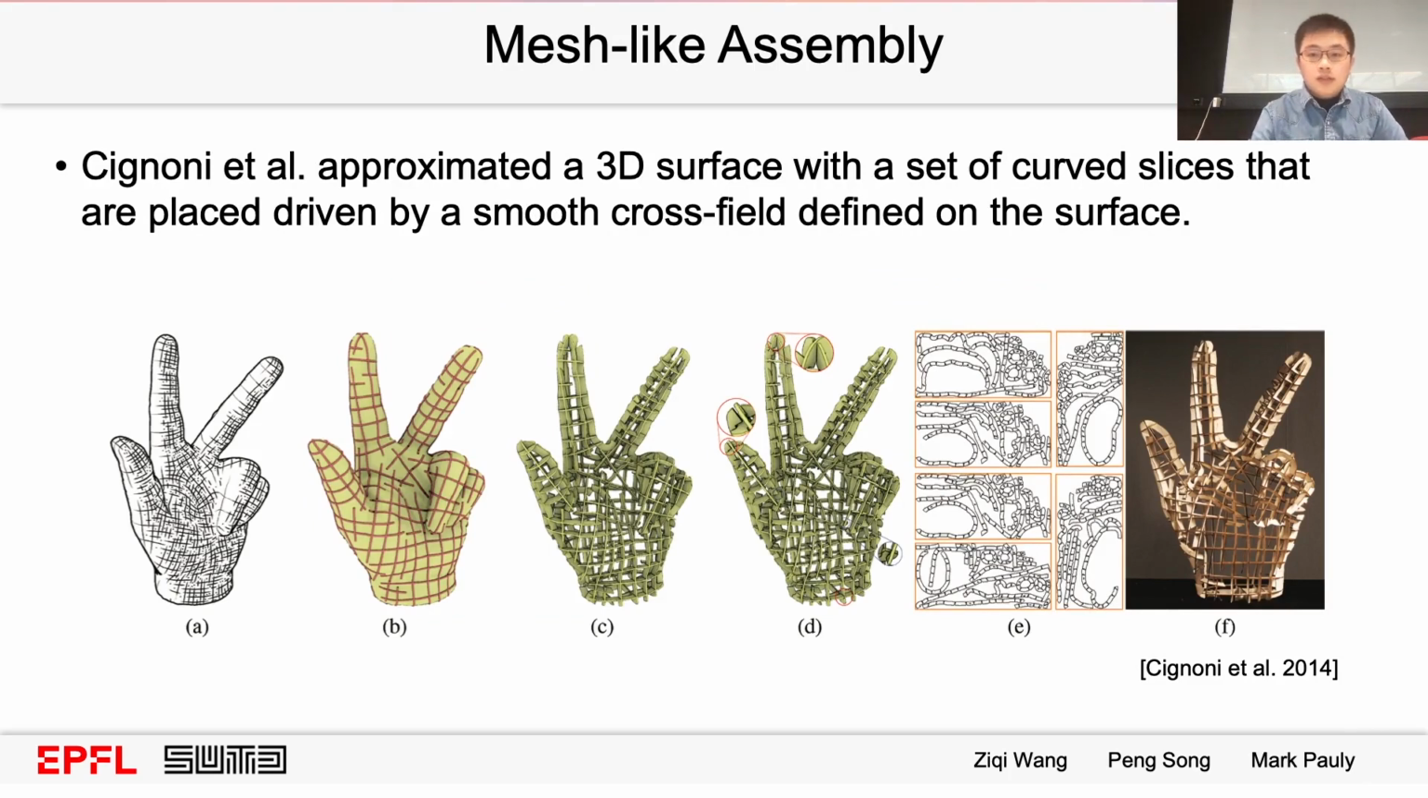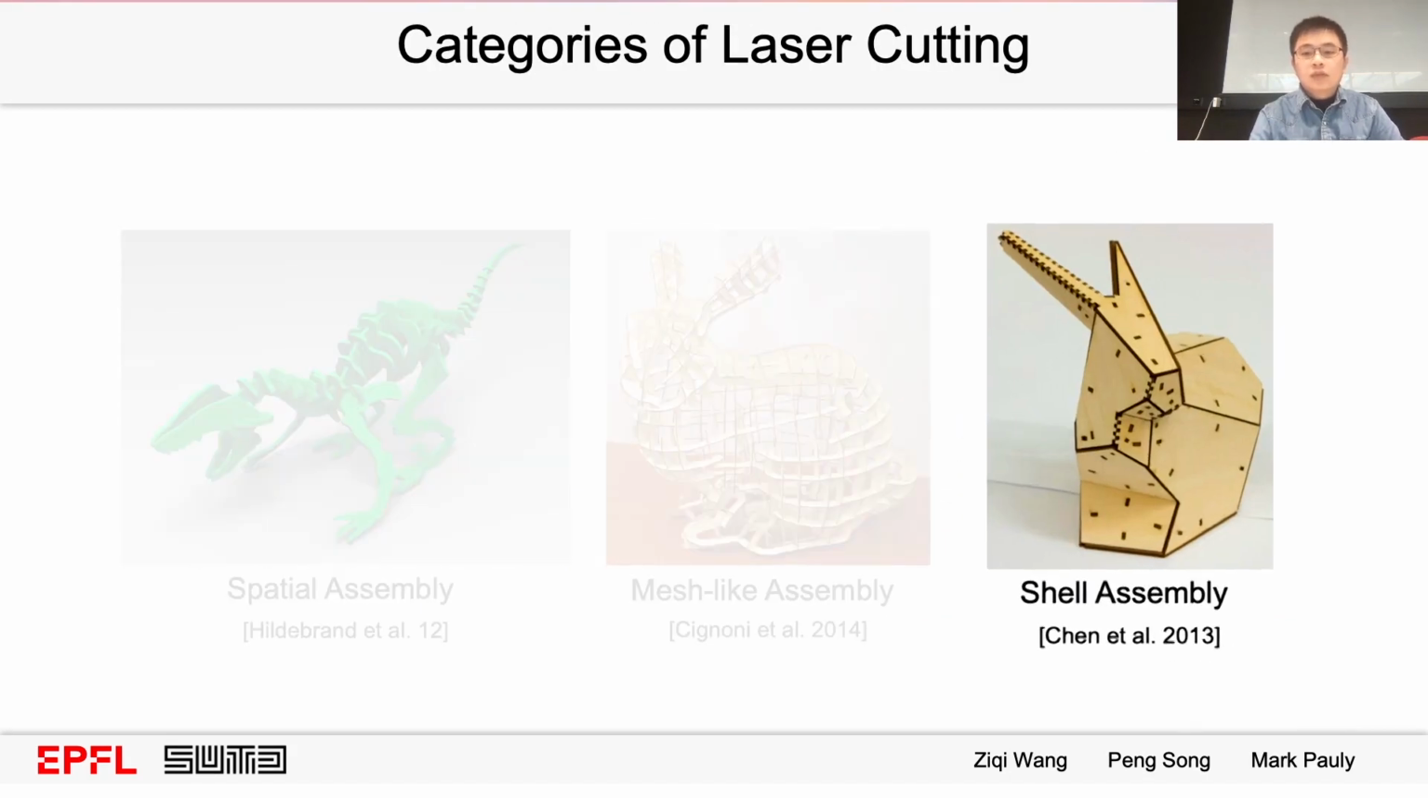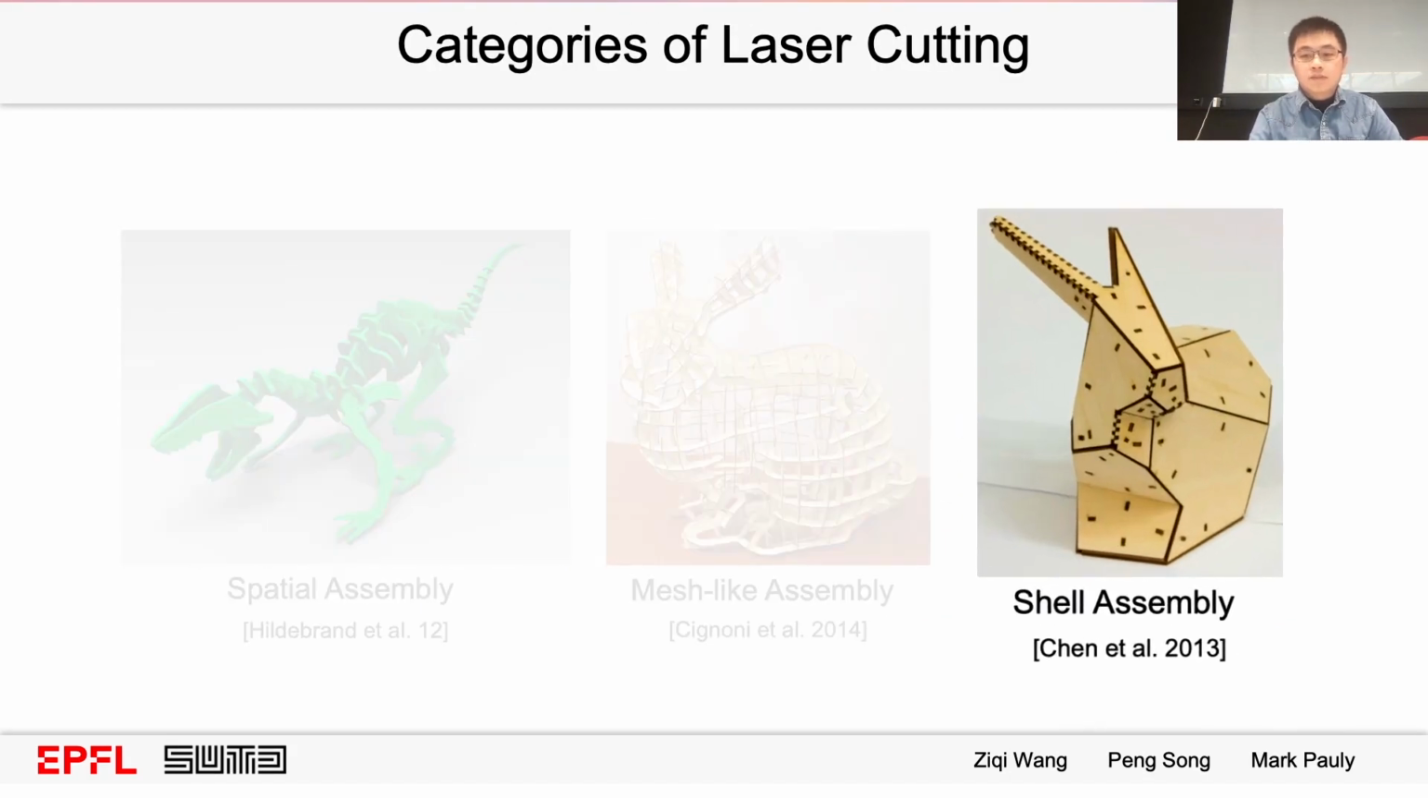They approximate a 3D surface with a set of curved slices that are placed driven by a smooth cross field defined on the surface. Half joints with enlarged sleeves are constructed on the slice to enable non-orthogonal connections among the slices in a structurally sound way. Lastly, let's review the papers for shell assembly.